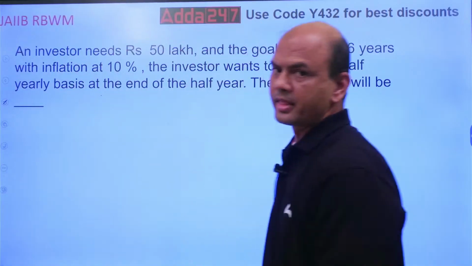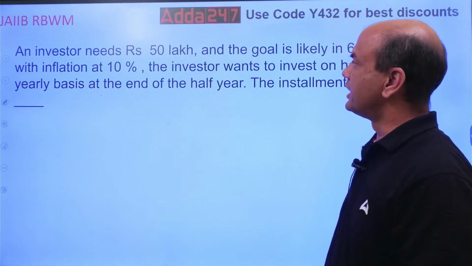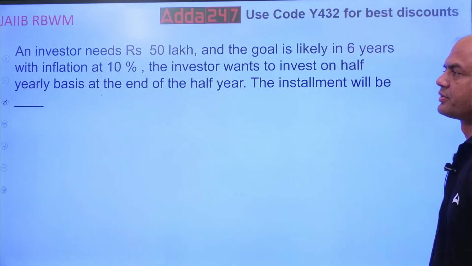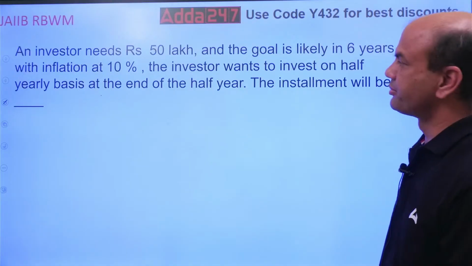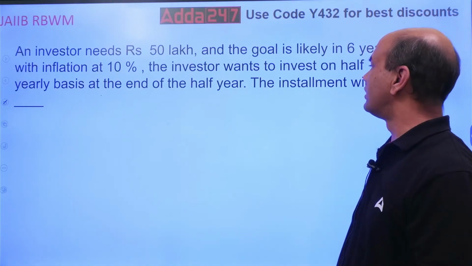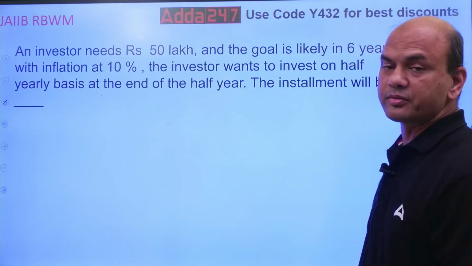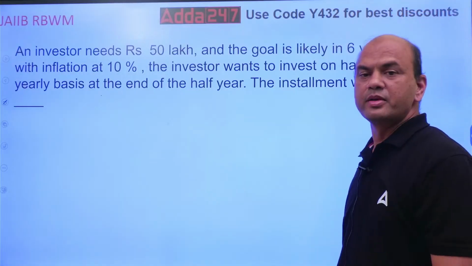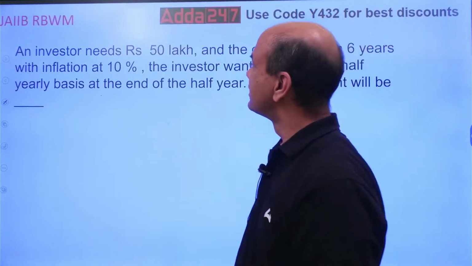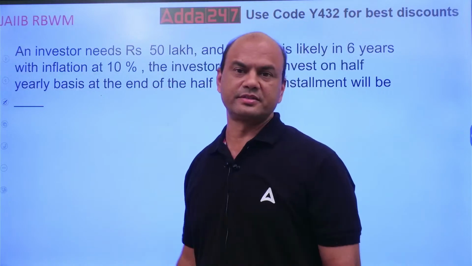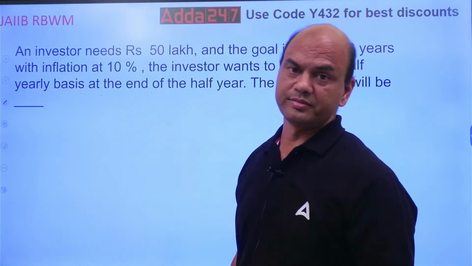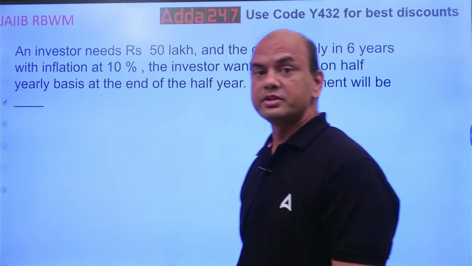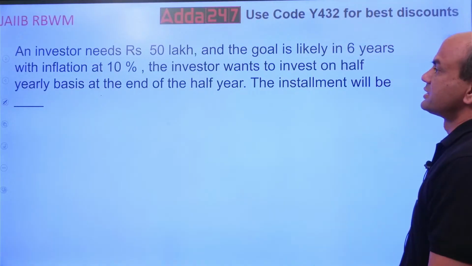See this, a similar one. An investor needs 50 lakhs and the goal is likely in 6 years with the inflation of 10%. The investor wants to invest on a half-yearly basis. At the end of the half year, the installment will be... So the investor wants 50 lakhs at the end of the period. How will you solve this? Everyone, how will you solve this?